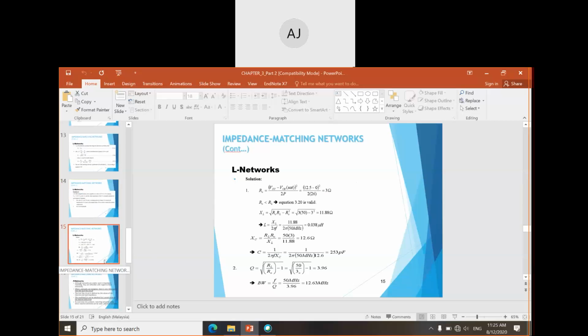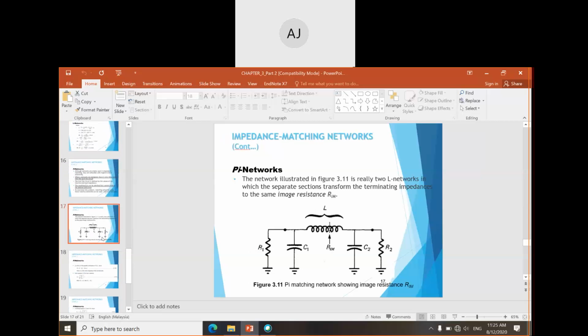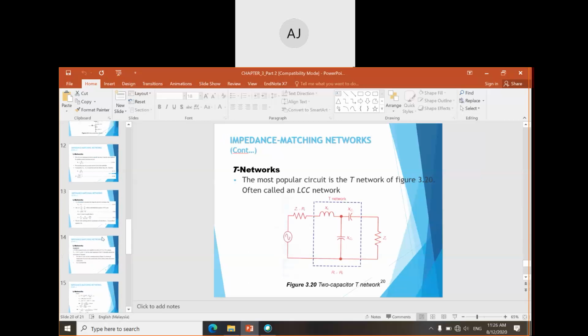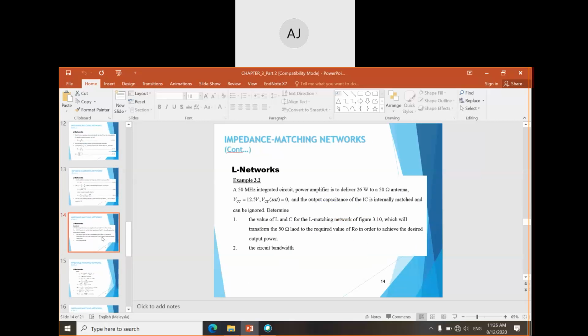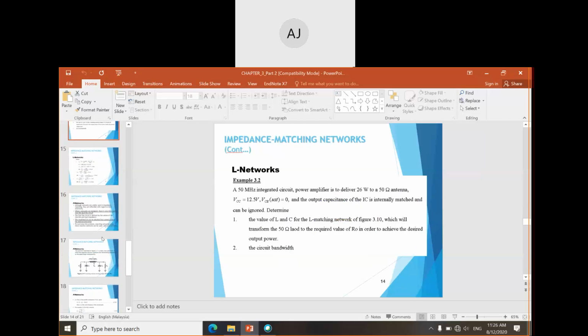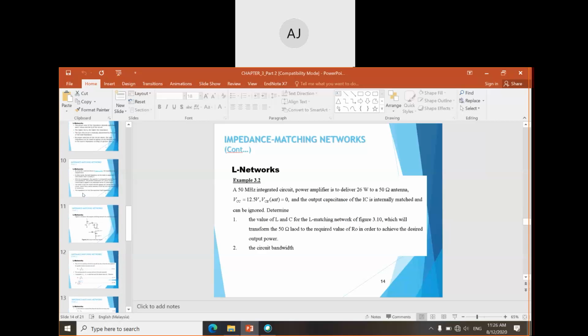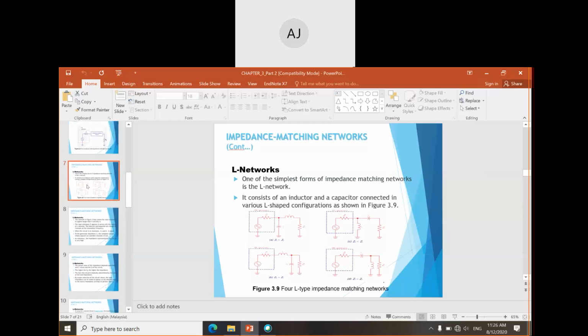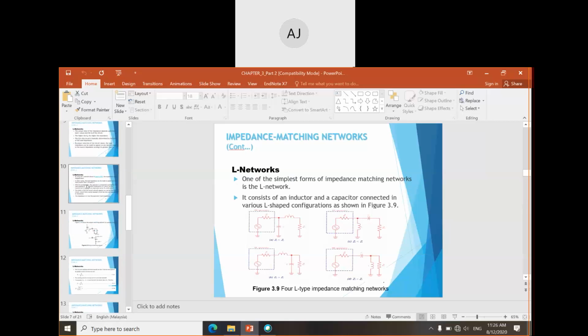Just want to let you know, for impedance matching networks we have three. First is L, second is PI, and the third is T. Most of the time we use the L network because it is very simple, and at the same time we can manage the Q point. When we manage the Q point, we can manage the whole system.